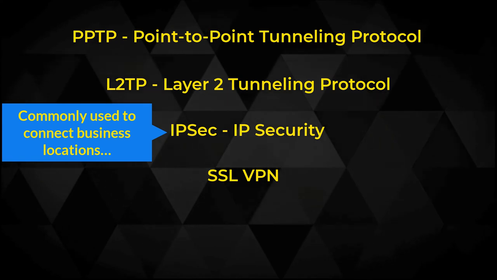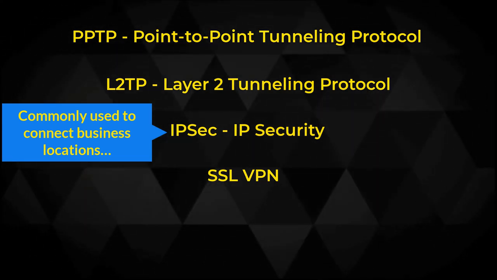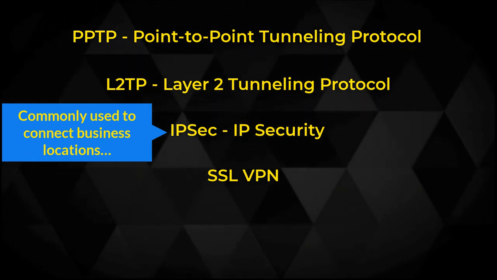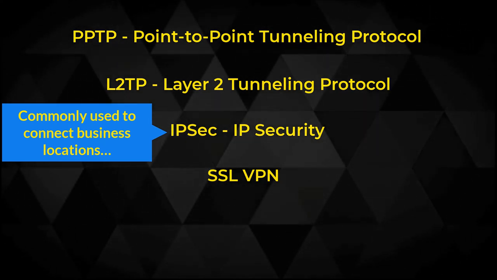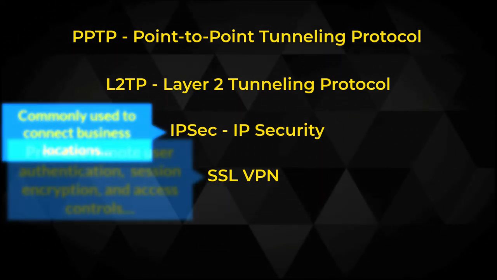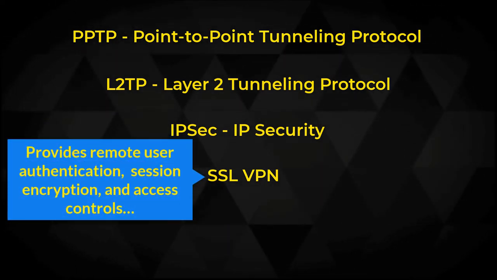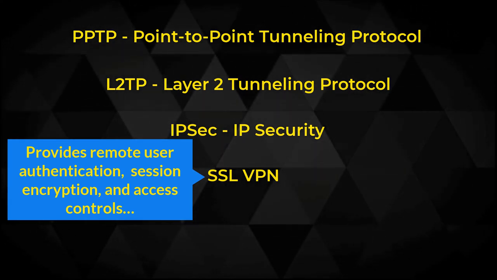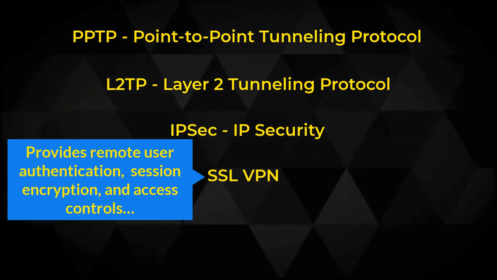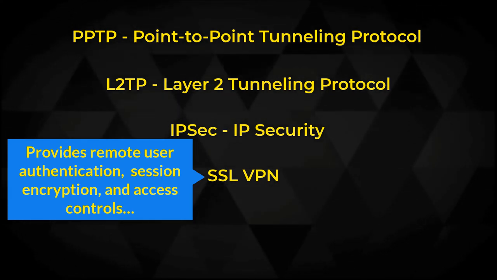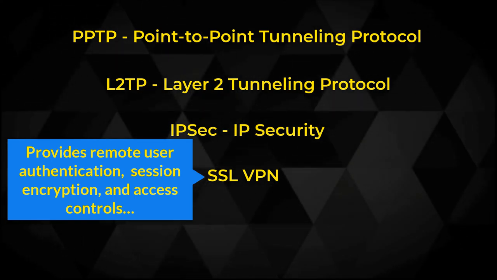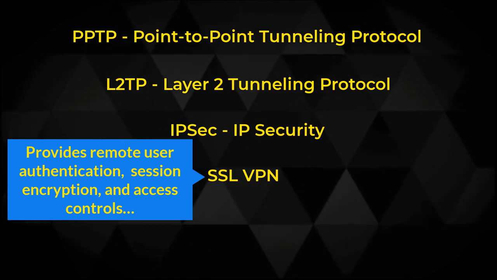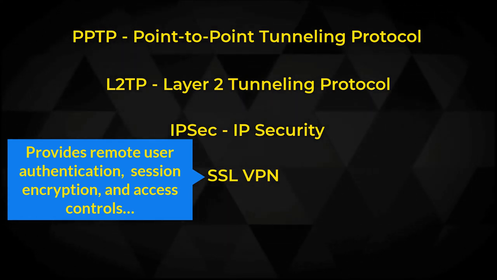IPSec operating at layer 3 is commonly used to establish VPN connections between an organization's facilities. It's harder to use for remote user access, requiring installation and management of endpoint agents. SSL VPN only requires endpoint browsers that connect to a cloud or on-premise appliance, establishing an authenticated, secure connection. The appliance enables access based on business policies, allowing access to only what is needed for business operation, and restricting access based on risk. Let's see how this works.